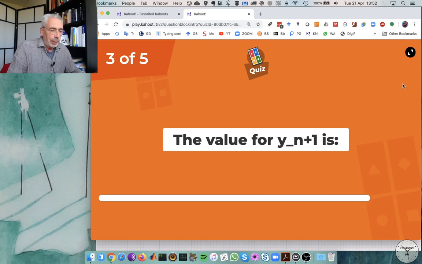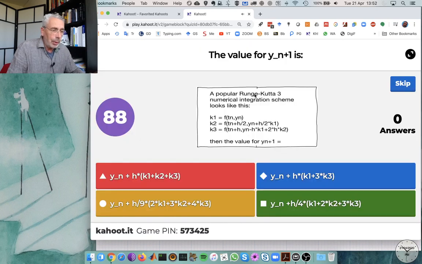This is about different integration schemes. Again, we use an RK3 scheme, and here's a way of writing down the RK scheme. And then the question is, how do you determine the final value? And there are 4 possibilities of using these 3 intermediate slopes.